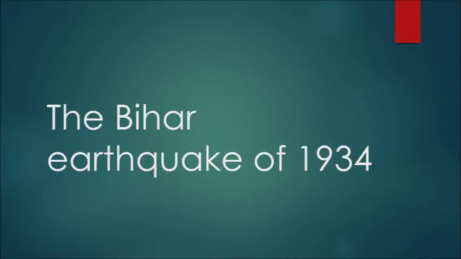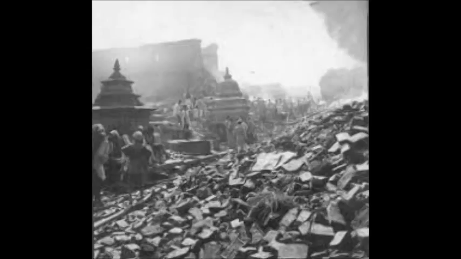On January 15, 1934, the state of Bihar in India and Nepal was devastated by the most catastrophic earthquake to ever occur in that area. The earthquake occurred at the location where the Eurasian and Indian plates form a convergent plate boundary. The earthquake completely destroyed the areas of Bangar along the Ganges River in India. Kathmandu Valley in Nepal was destroyed as well.